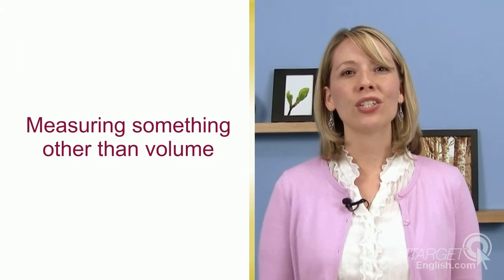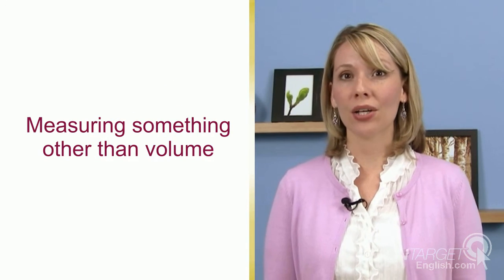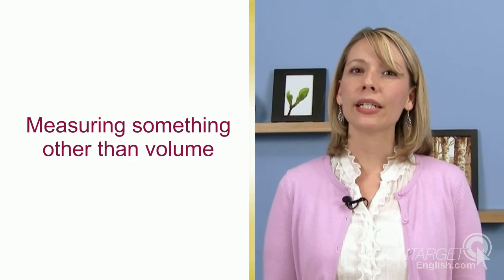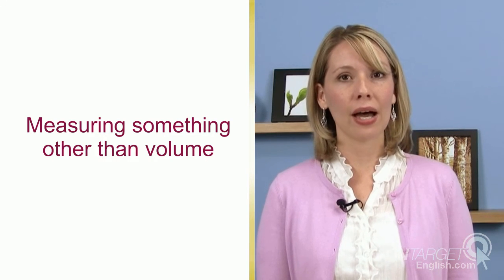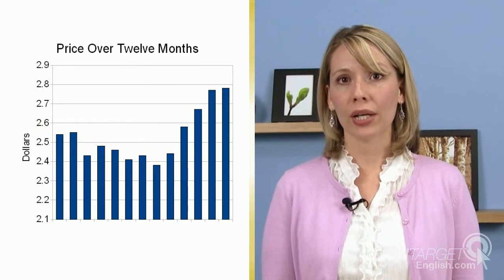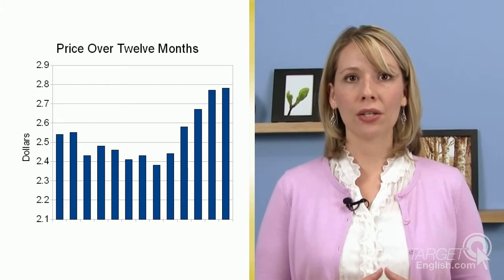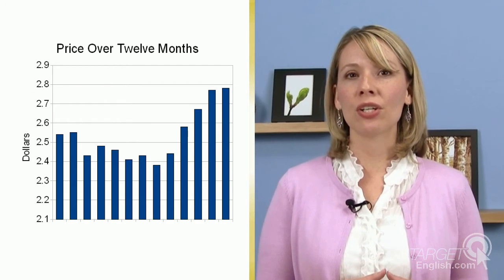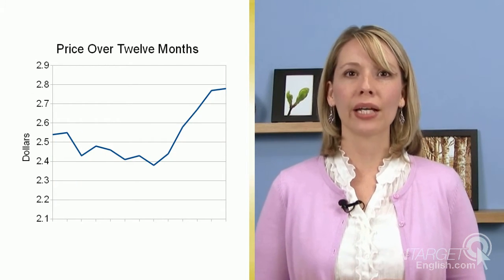Fourth, use a line chart to measure something other than volume. For example, if you need to display measurements for price over time, a bar chart may not be appropriate, since the columns imply volume. For such a situation, a line chart is more appropriate. A bar chart is often used for income, revenue, and other quantities, whereas a line chart is used to display price, interest rates, and other qualities that do not imply volume.